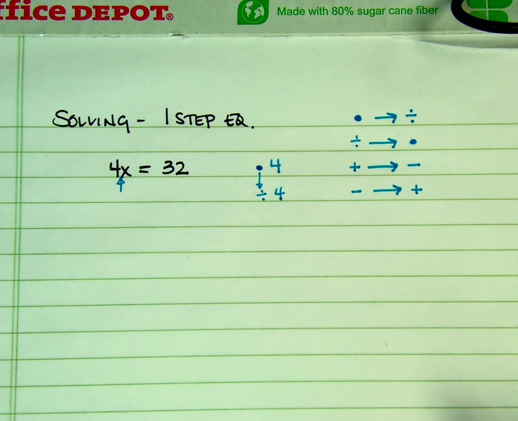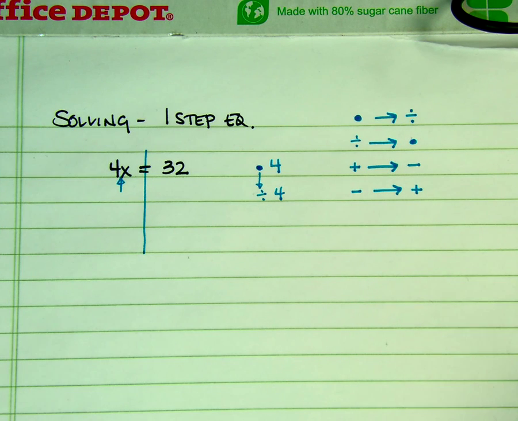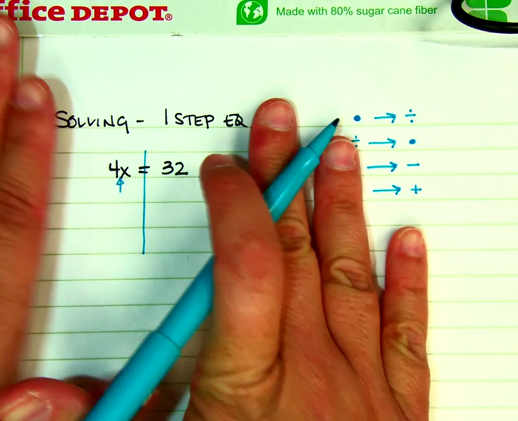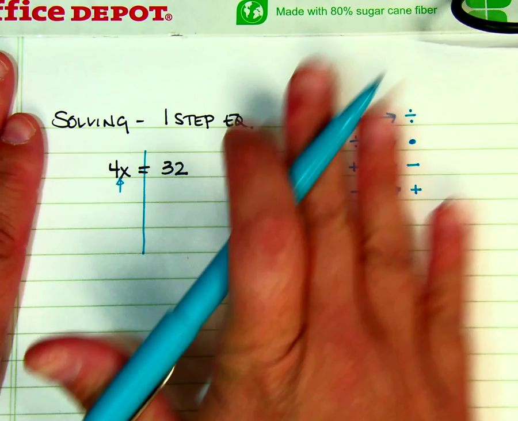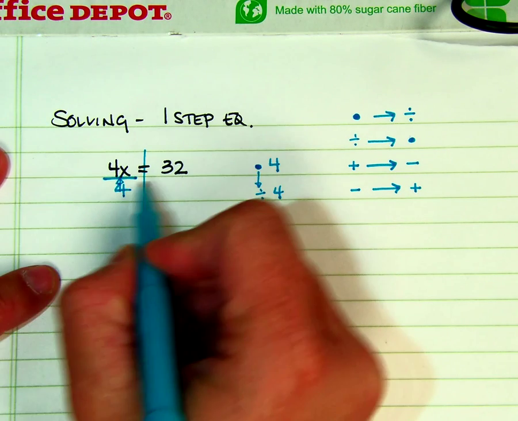So remember, what we do to one side of the equation, you have to do to the other. I do like to draw the line over the equal sign so that way you know that this is a side and this is a side. So if you add 3 over here, then you have to add 3 over here. Okay, so I'm going to divide both sides by 4.